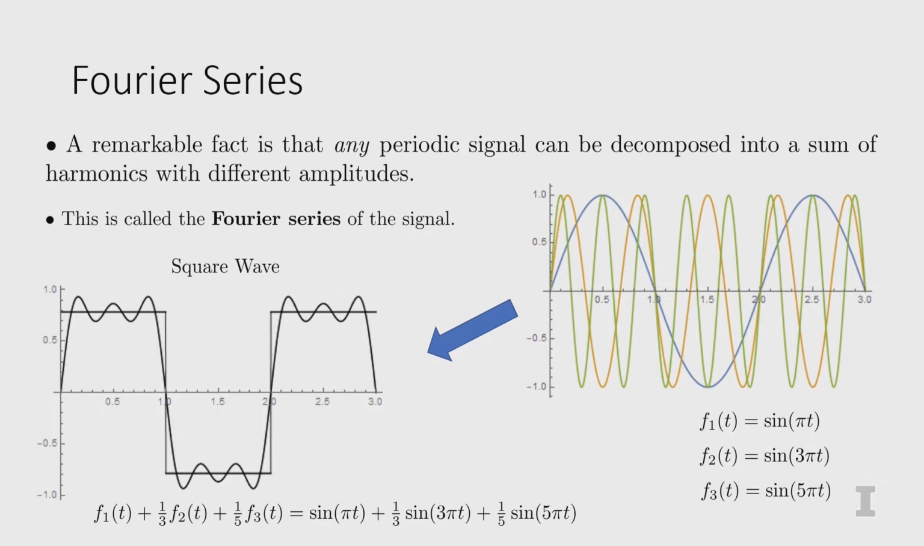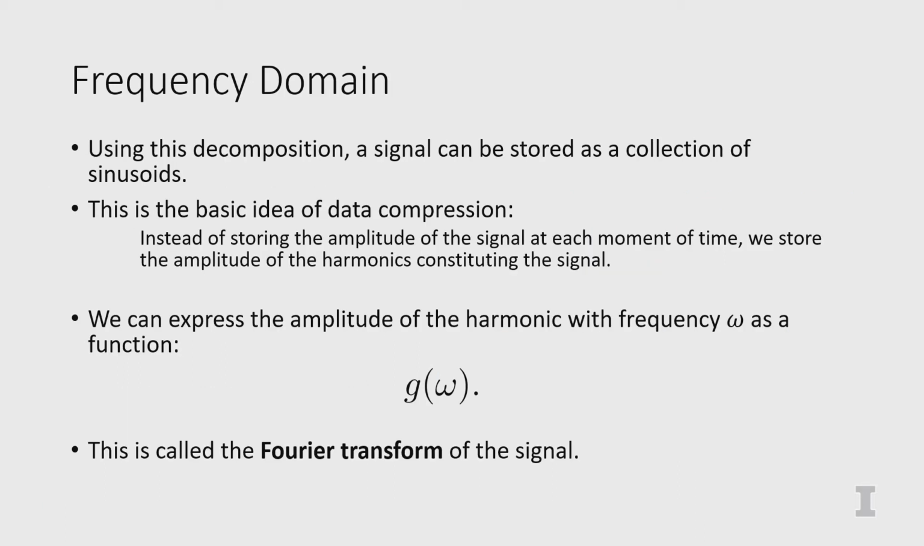All right, so now the fact that we can write a periodic function in terms of these harmonics allows us to interpret a signal in a different way. And this is the idea of a frequency domain. So the idea is that we'll take our signal and store it as a collection of sinusoids. Okay? And this is the basic idea of data compression. We're going to get to the lab where you'll see this. So instead of storing the amplitude of the signal at each moment in time, we store the amplitude of the harmonics constituting the signal.